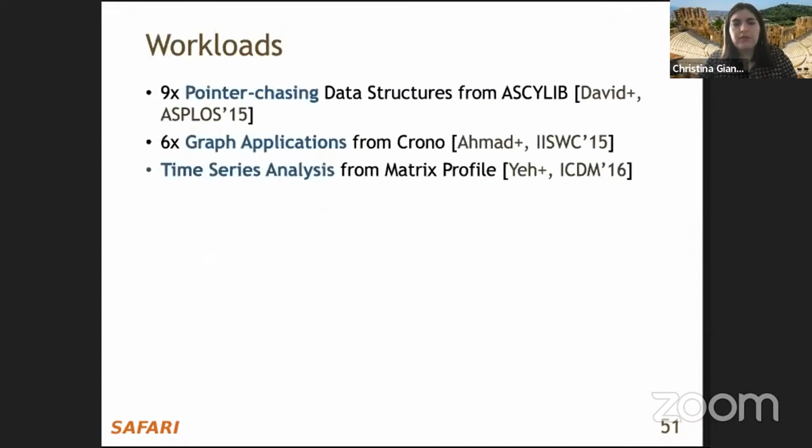So our evaluation includes 3 classes of applications: 9 different pointer chasing data structures, 6 graph applications, irregular graph applications, and a time series analysis application. And we use a wide variety of these workloads in order to cover many synchronization scenarios and synchronization conditions.